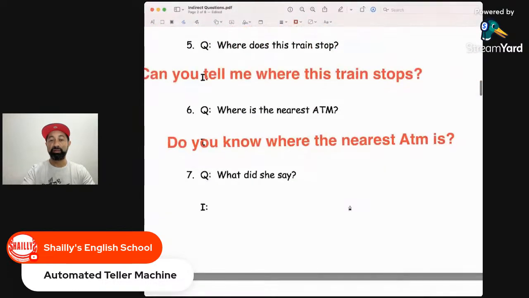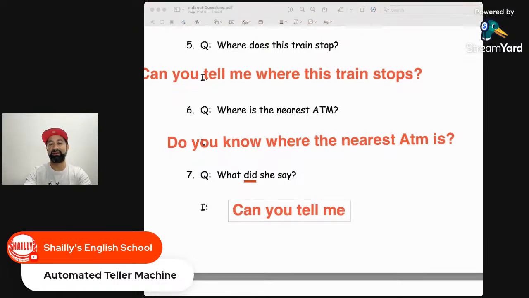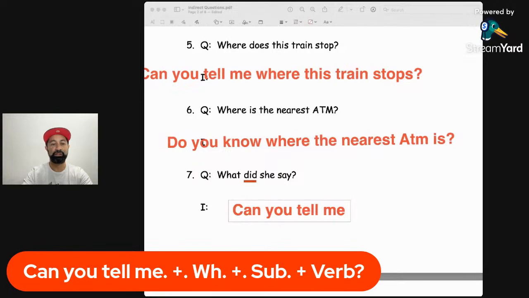Okay, let's keep moving. Number 7, tricky one because, I'll give you that hint, we're using a past question. Past questions, be careful. What is the indirect question here? Let's start with, can you tell me, in this situation?